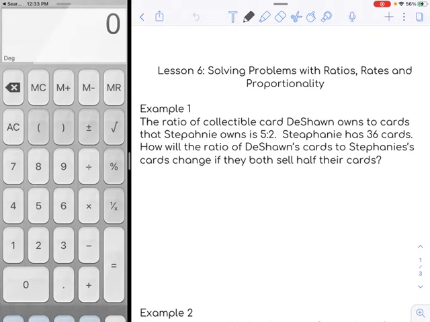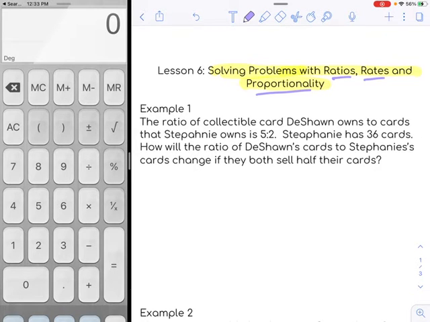Hello everybody, today we are going to be moving on into our sixth and last lesson of our ratios and proportions unit. So today we're going to be talking about how to solve problems with ratios, rates, and proportionality. Basically, we're going to take everything we've learned about ratios, rates, and proportions and use that to help us solve some real world problems. So let's get into a few examples.